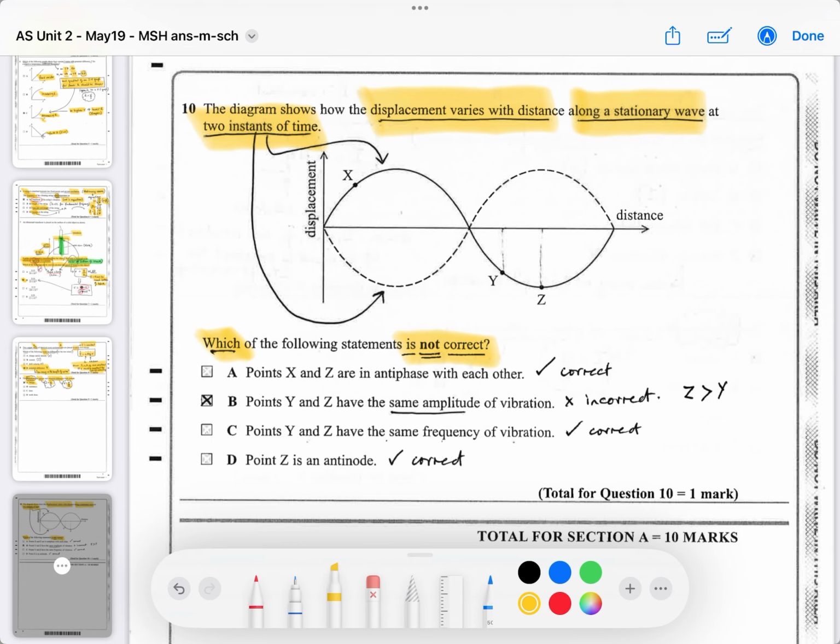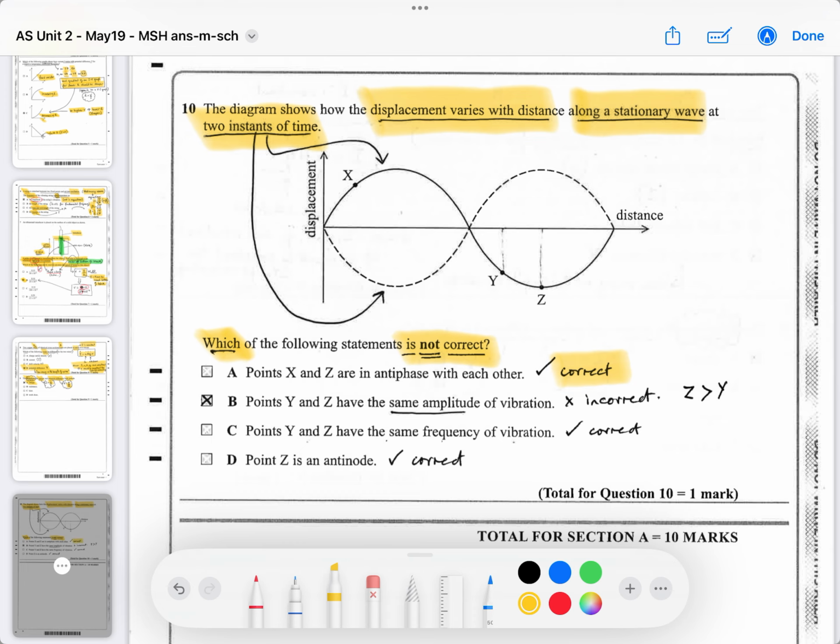Okay, so they always put not in bold to make sure you've read the question. Points X and Z are in antiphase. Well, they're out of phase. That's correct. So they're out of phase. X is going up while Z is going down because they're in the opposite antinodes. So this is correct. We want to know what is not correct.